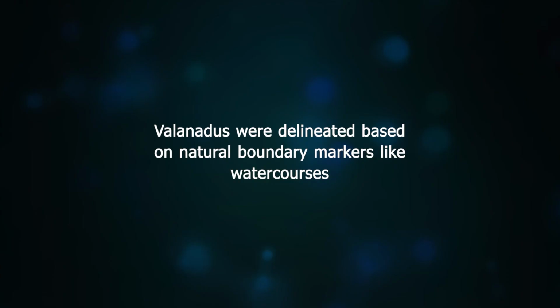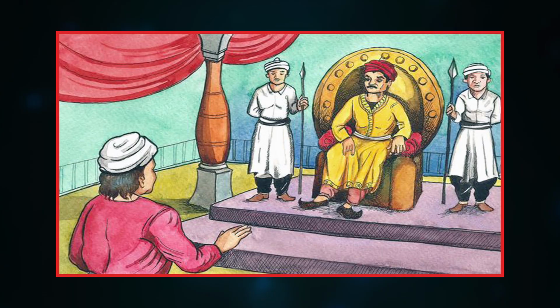Another division created by realigning Nadus into larger units primarily for revenue purposes was Valanadu. Valanadus were delineated based on natural boundary markers like water courses. Brahmadeyas, or land endowments to Brahmanas, were institutionalized in Andhra and Deccan at an early date, that is 4th century AD, while the Tamil region witnessed such developments only by the 7th century AD. These endowments were located in virgin land or already cultivated land.